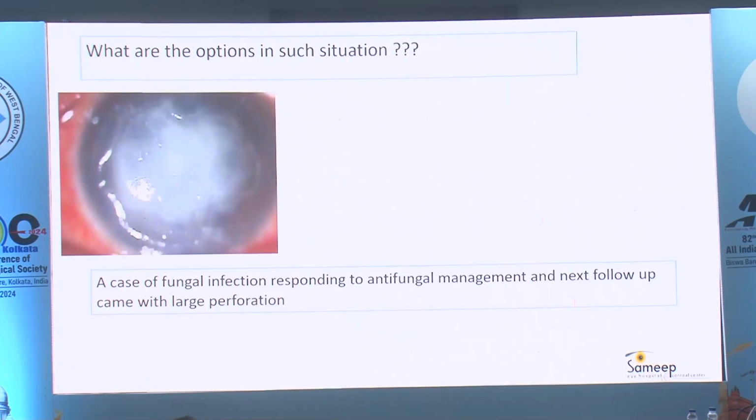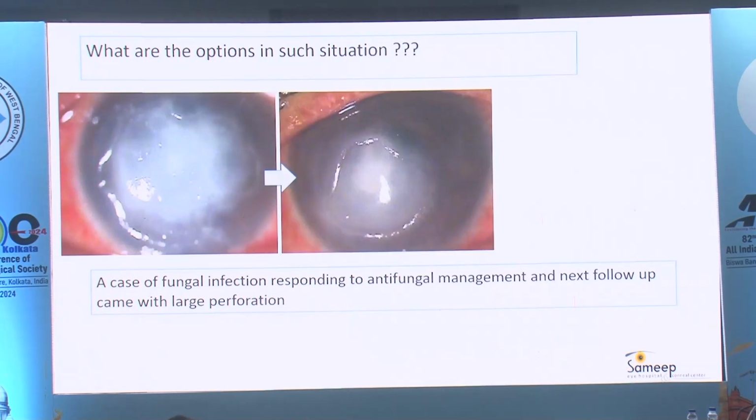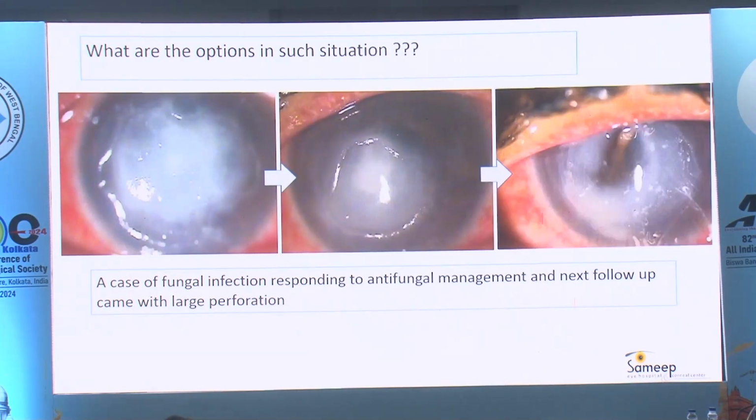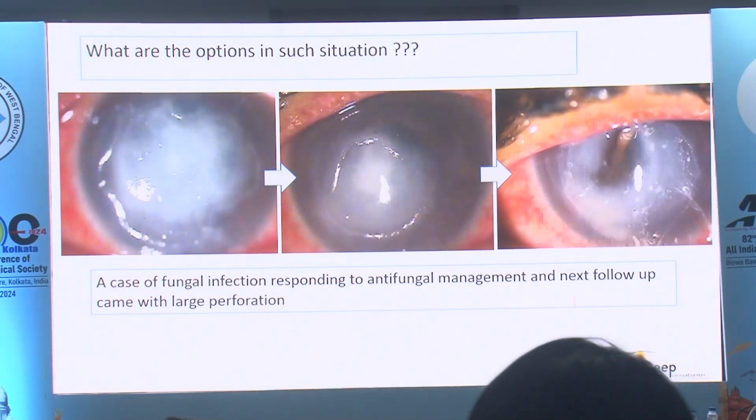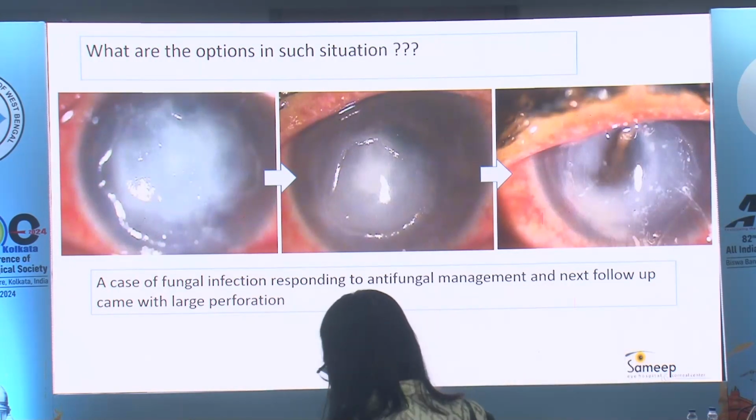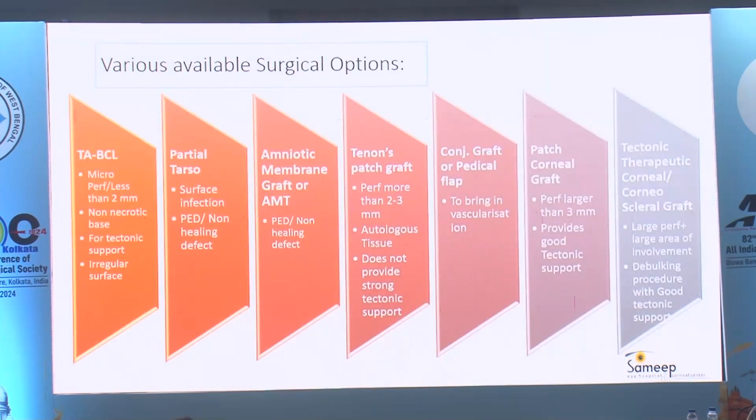This is another patient where we found there was a fungal infection which started responding to antifungal management, but on the next follow-up you can see that the patient ended up with a corneal perforation. So what are the options for such a situation when we see these patients on a follow-up? We have various surgical options available.